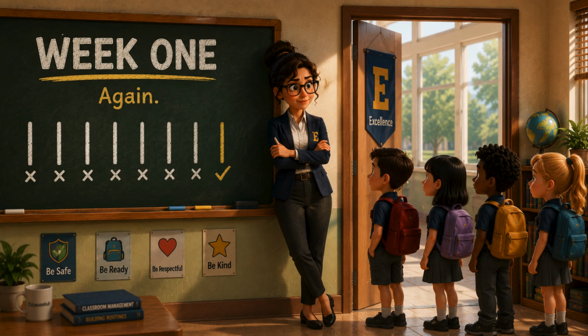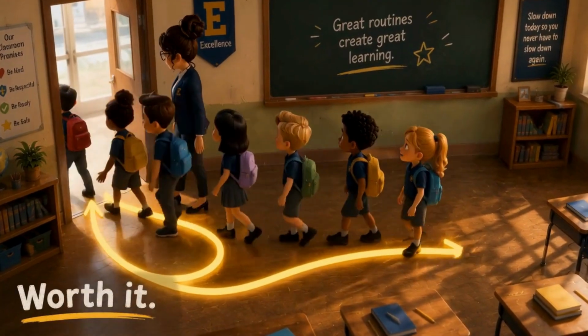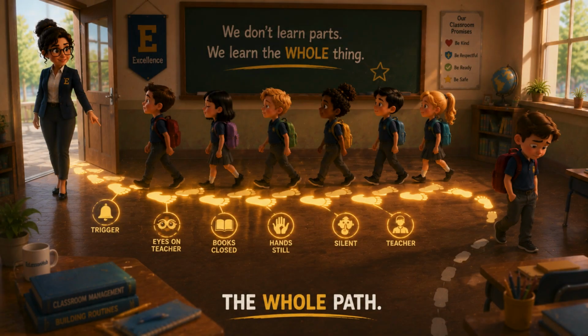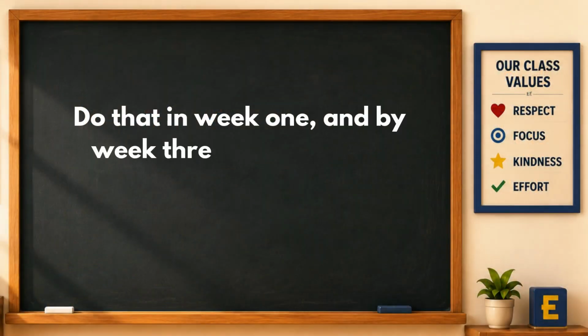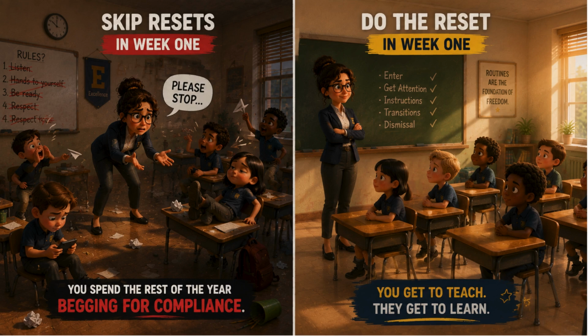Yes, it feels aggressive. Yes, students will roll their eyes. Yes, it will slow down day one. But here's what you're doing. You're programming their nervous system to associate the trigger with the correct full sequence, not a lazy version of it, not a 70% version, the full thing. Do that in week 1. And by week 3, you'll say the trigger and get 100% response with 0 repeats. Forever. Skip resets in week 1, and you spend the rest of the year begging for compliance.